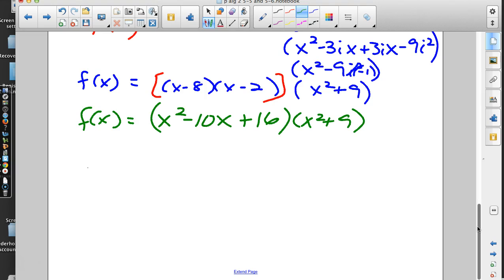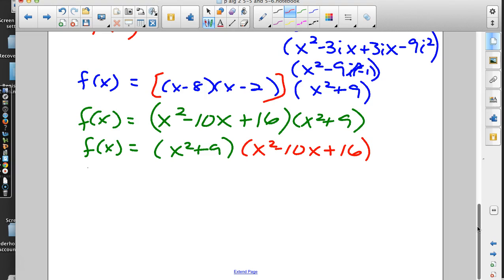And now I don't know about you guys, but I usually like the shorter one in front. So I put the x squared plus 9 in the front so I can do the clamshell. You could do it the other way. It doesn't make any difference. But you have to make sure that everything in one set of parentheses gets multiplied by everything in the other set. So clamshell in this, we're going to need x squared times all three terms.